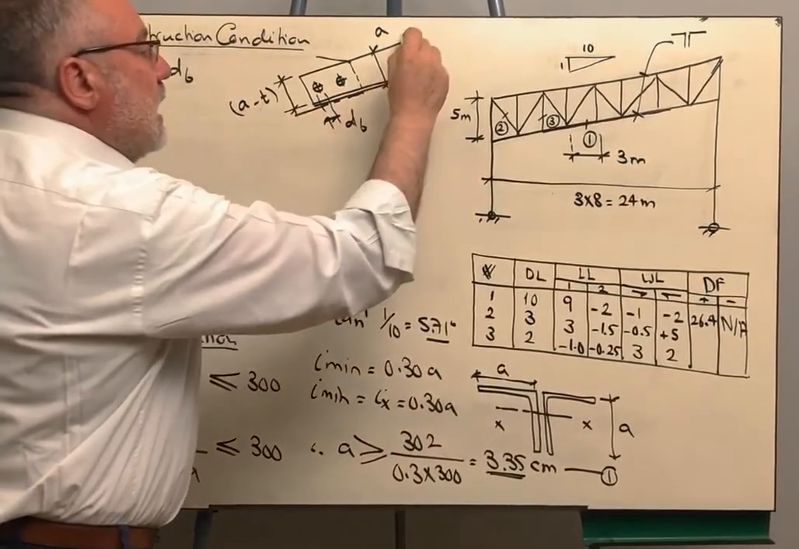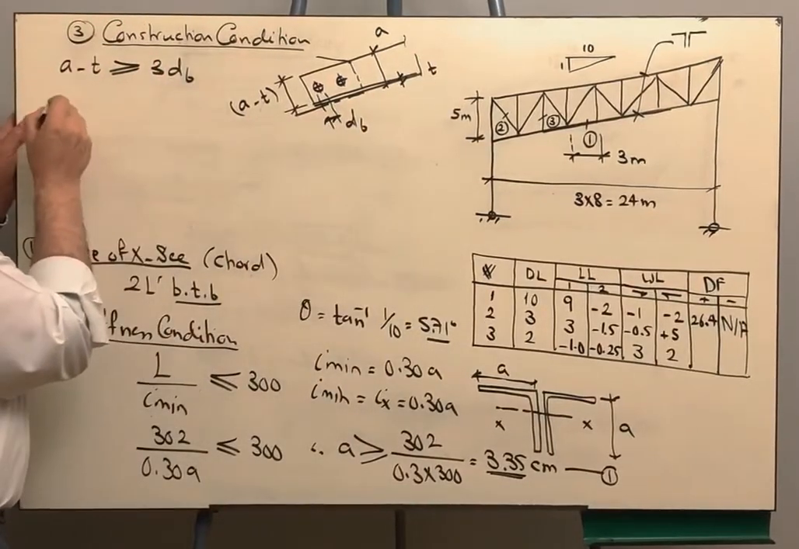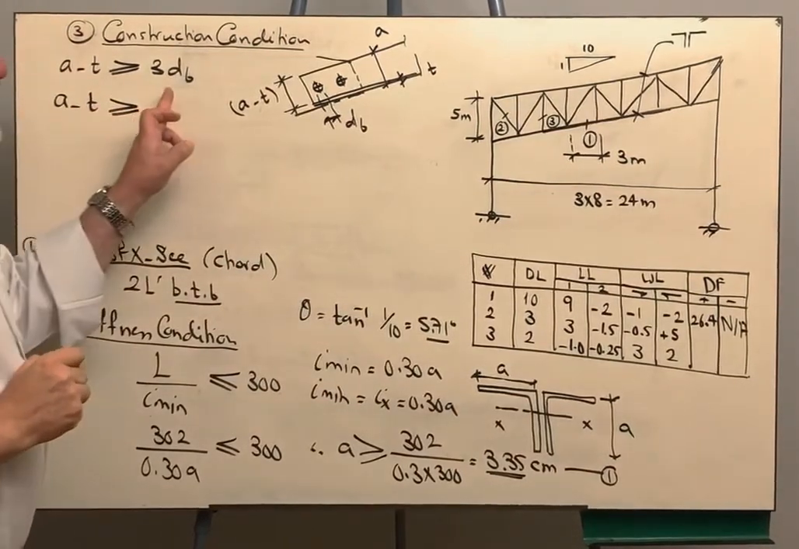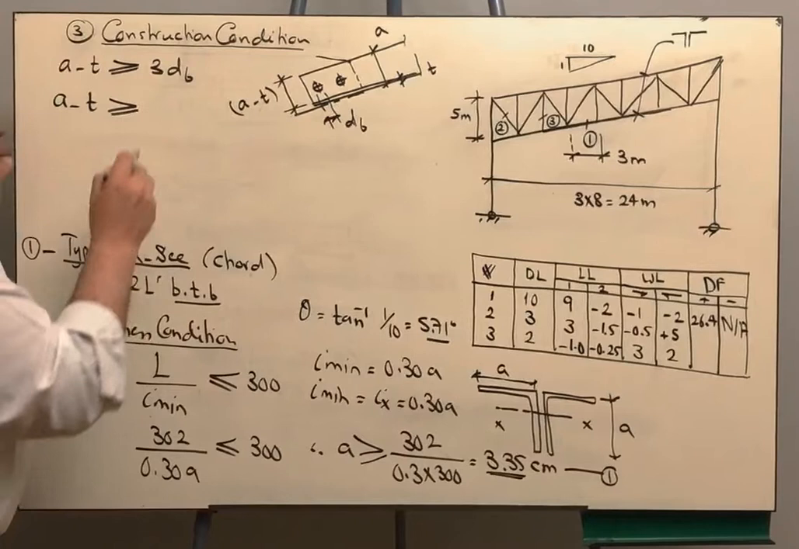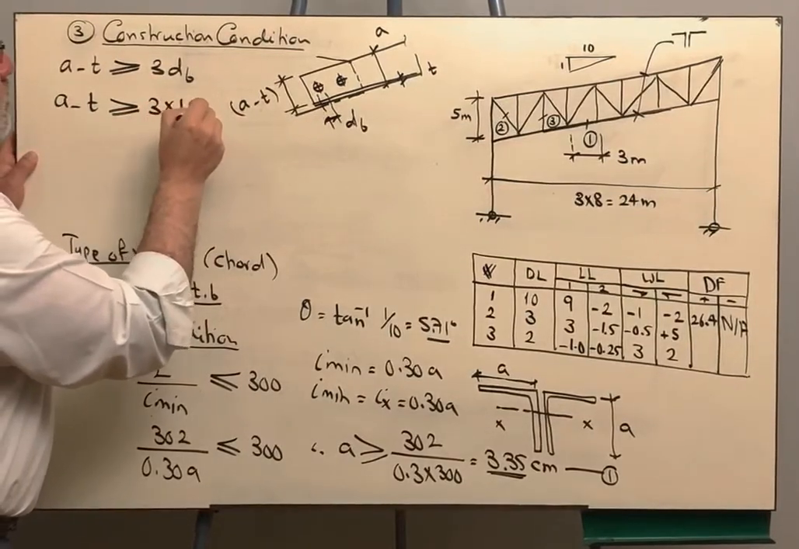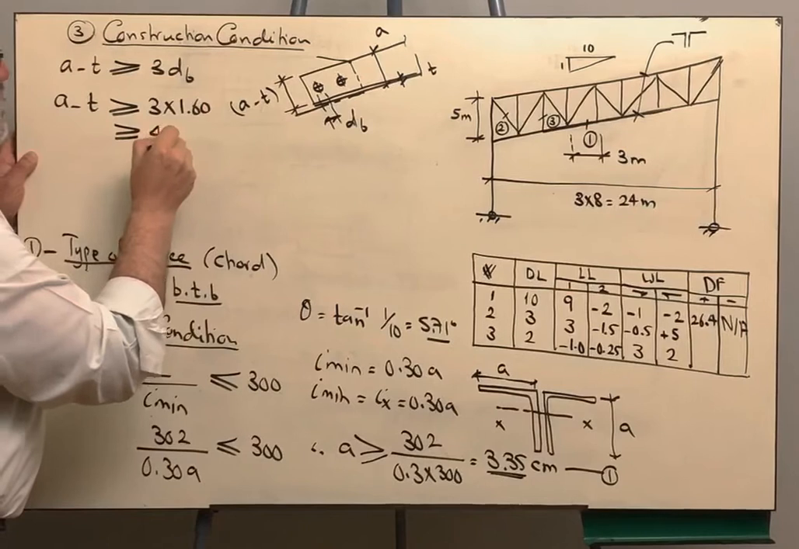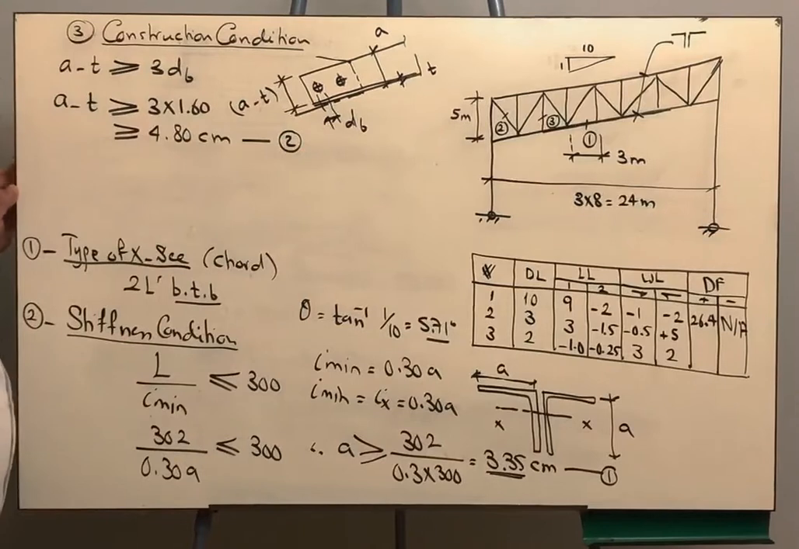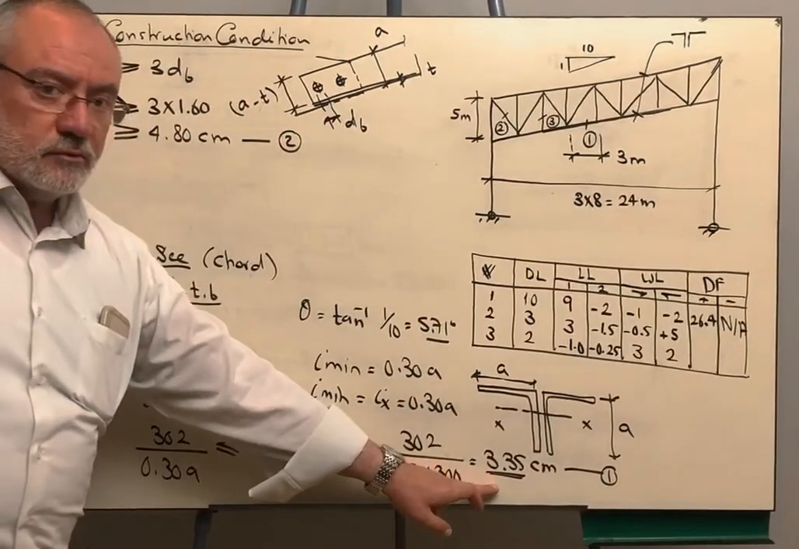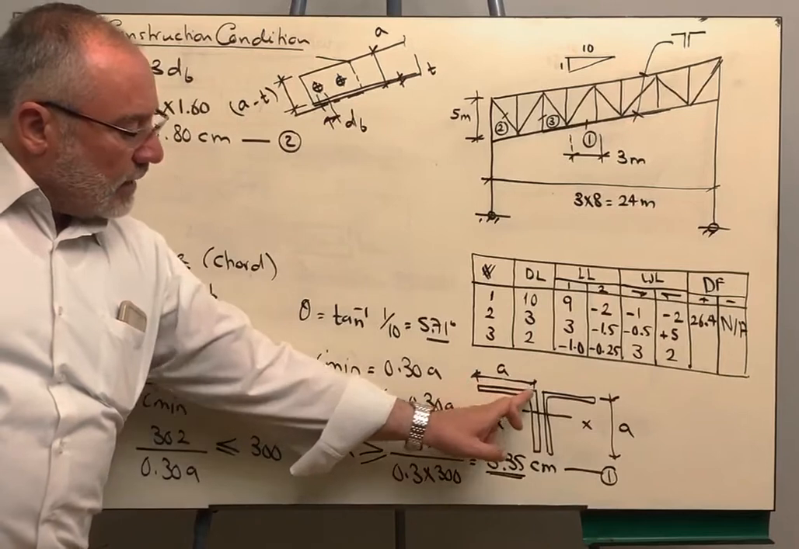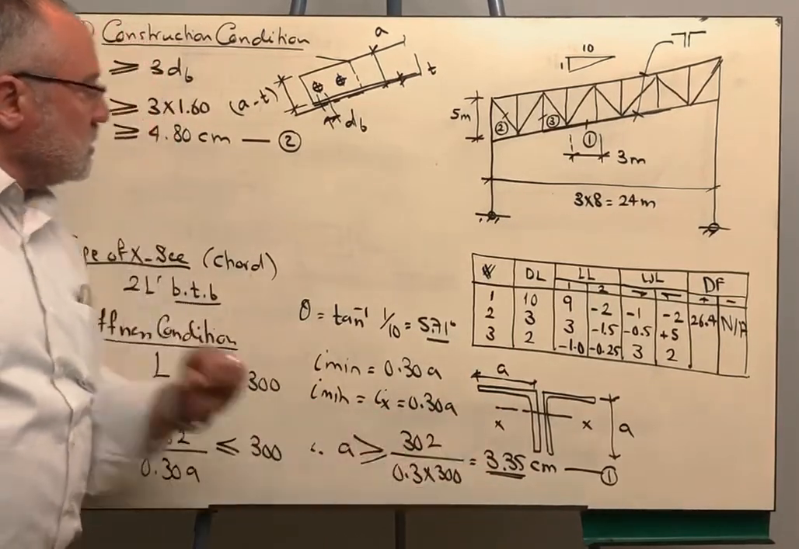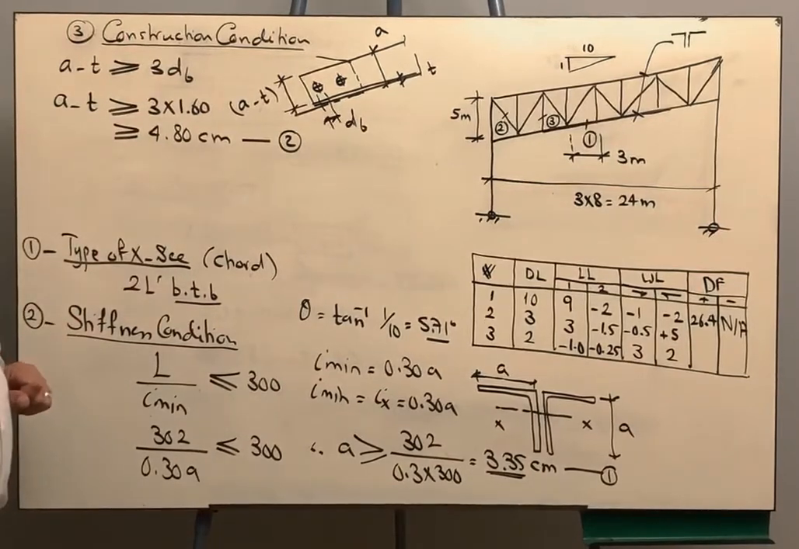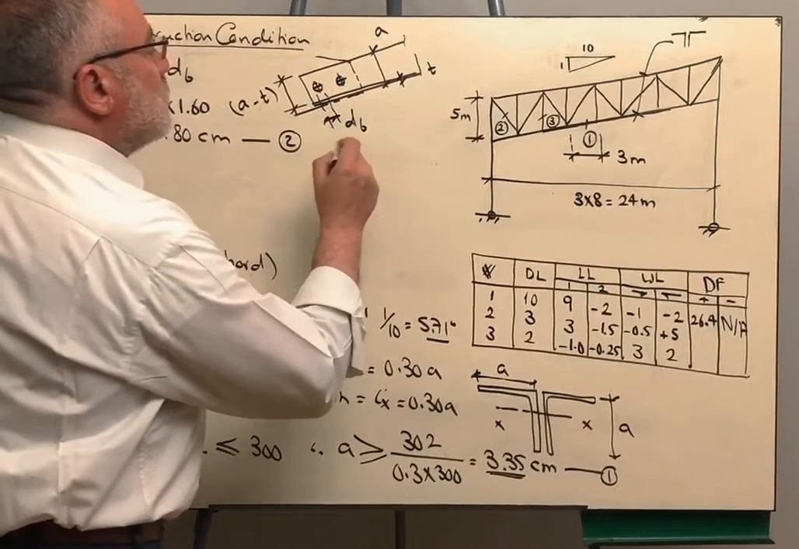We did not yet select the angle, so we are going to leave the condition as it is and keep in mind that A minus T should be bigger than or equal to 3 times the bolt diameter. He told me that the bolt diameter is 16 millimeters, so this is 3 multiplied by 1.6, so it should be bigger than or equal to 4.8 centimeters, and this is the second condition. The first condition is that the angle leg itself should not be less than 3.35 centimeters, and the difference between the angle leg and its thickness should be not less than 4.8, so that we can accommodate the bolt.